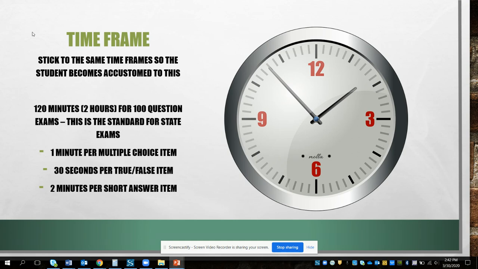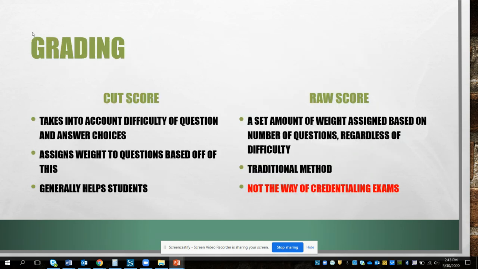And that's why I do that for all of my exams. Now, recommendations are 1 minute per multiple choice question, so 30 minutes for 30 questions, 30 seconds for true or false questions, and 2 minutes for short answer items. So again, just something to consider when you're allotting your time frames, but my best advice is to keep it consistent so that the student is used to how much time you're giving them every time they sit down to take a quiz or exam.